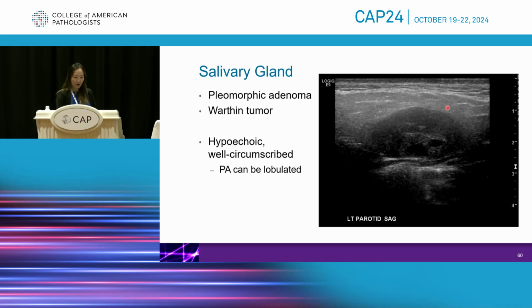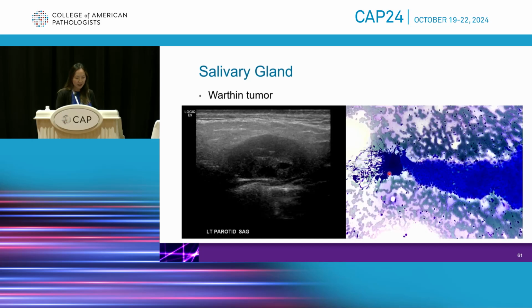You can see the background salivary tissue here, and this lesion is very well circumscribed, relatively hypoechoic, and then you can actually see some little cystic areas in here as well with these anechoic areas. The caveat with this is, PAs can have a lobulated border, so just because it has a lobulated border, it still could be PA. So again, just a nice example of a radiology cytology correlation on a Warthin tumor. And again, these are very, very common.